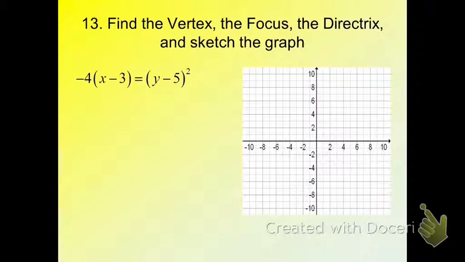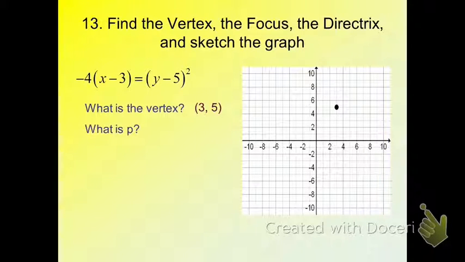Alright, let's look at the last graphing one. So first, Tanner, what is my vertex? 3, 5. Reese, what is the p-value? -1.